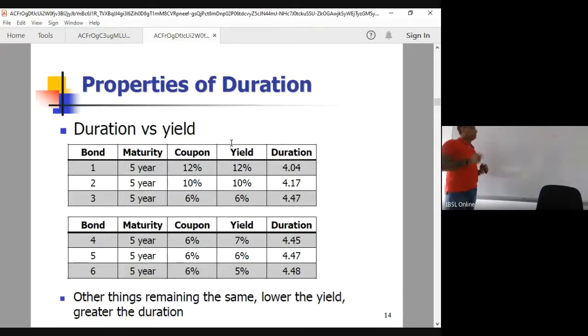Now, what is the actual duration of this bond? Because you're receiving your coupons of 12% every year, what is happening to this bond? Your actual cash flows are not all coming at the end. It's staggered. Because it's staggered over this period, your duration is actually 4.04. That is your duration on the bond.